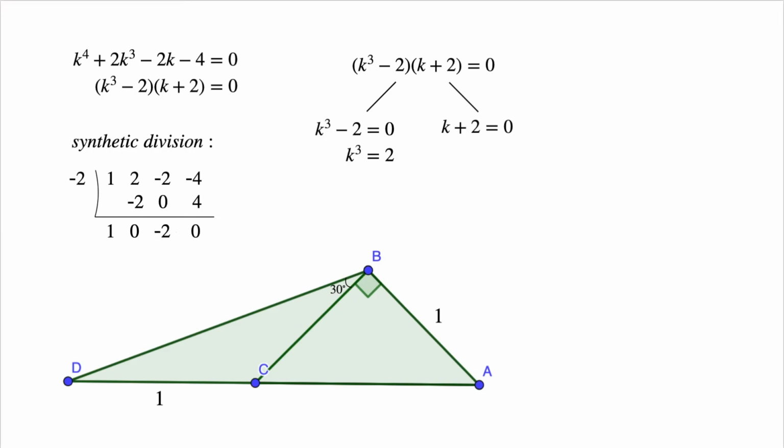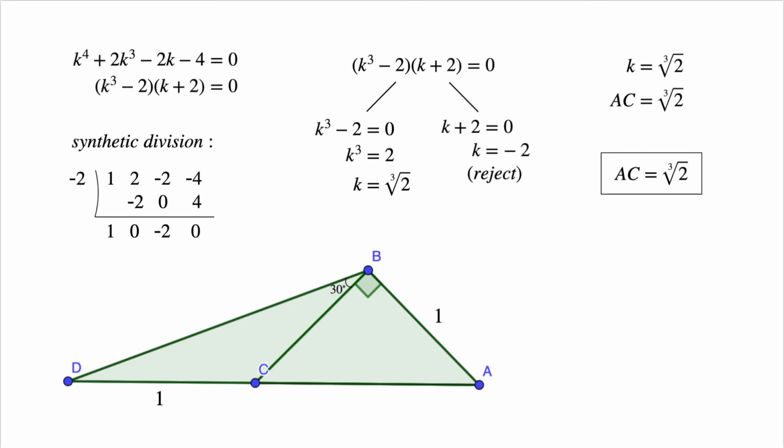Solving for the first case, we get k is equal to the cube root of 2. Now solving for the second case, we get that k is equal to -2. But wait, k stands for the length AC, and no length could ever have a negative value. Therefore, we reject the solution, which leaves only the possibility that k is equal to the cube root of 2. And remember, k is actually equal to AC. So we now have the final answer that AC is equal to the cube root of 2.